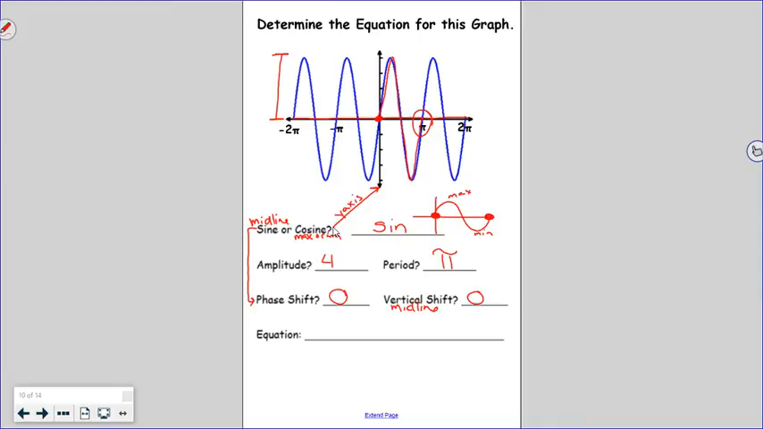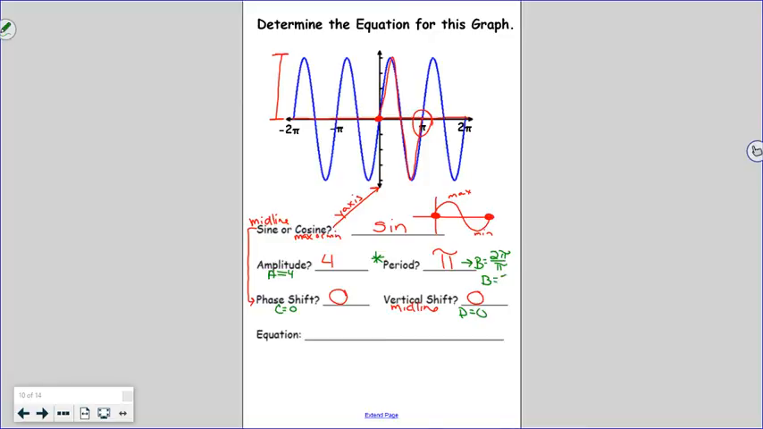Pi, yes. So writing my equation, it is good to remember that the amplitude is the same as A. The phase shift is the same as C. The vertical shift is the same as D. The only one that we have to change is the period, right? Because that's not the number that goes in our equation. To find the number that goes in our equation, which is B, 2 pi divided by the period.